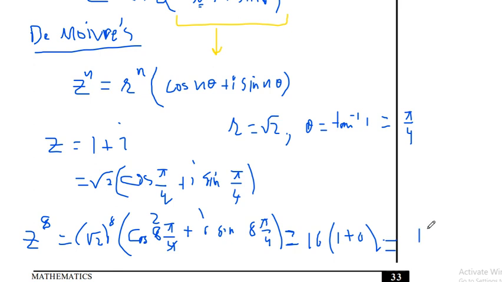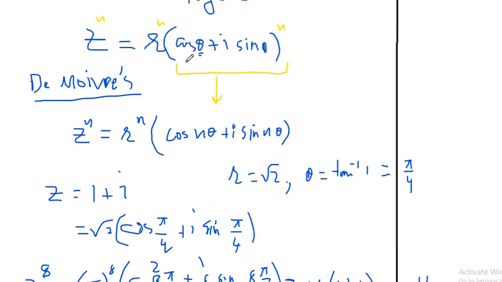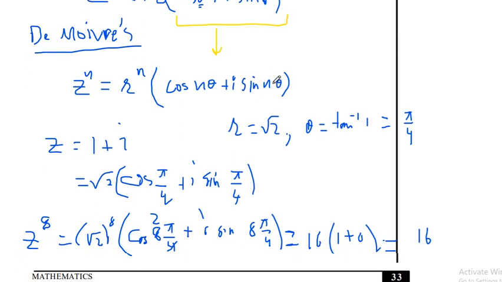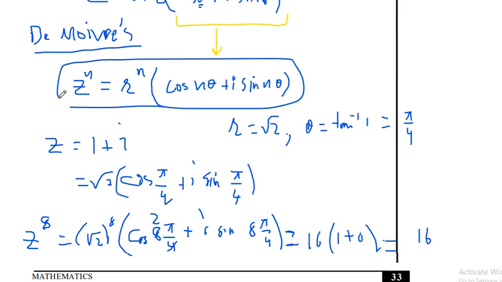So you see how easy it is to find the powers of a complex number using De Moivre's theorem. De Moivre's theorem says that your cos theta plus iota sine theta to the power n, the n comes inside. This is your De Moivre's theorem basically. So by De Moivre's theorem you can find any power of your z.